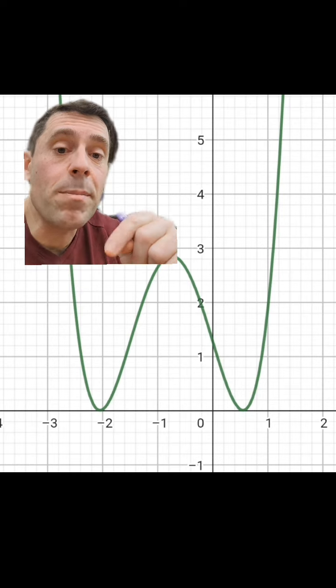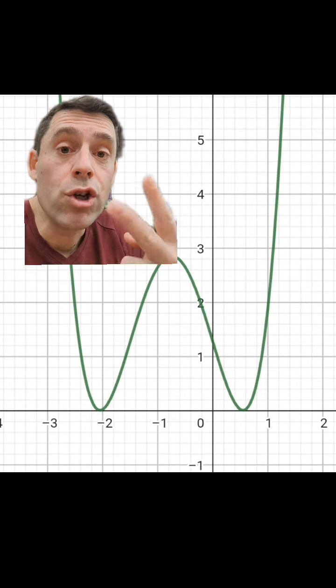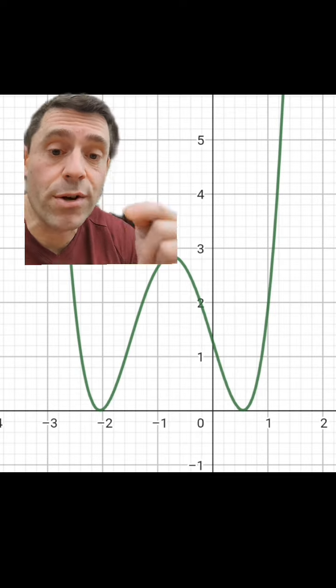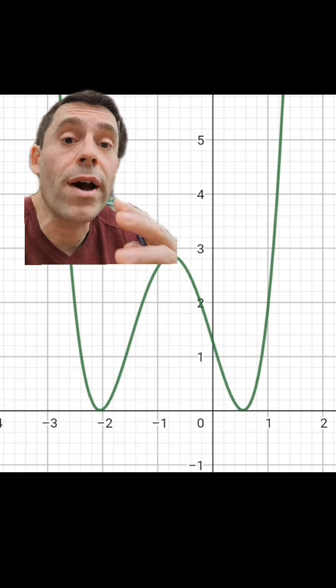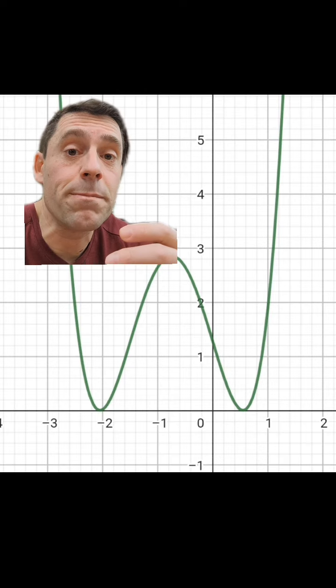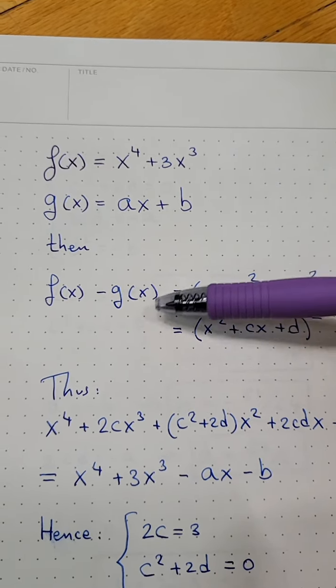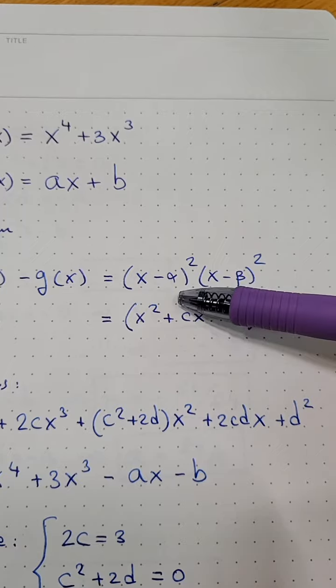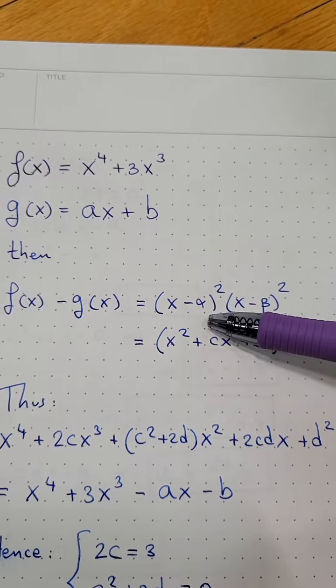And that's what happens, and this is a graph of that difference. You see that this function will have 2 zeros that are actually double zeros, and it looks like this. We're going to use that to our advantage to figure out what the equation of the line is. So here we go. This is the function f, this is the tangent line, and the difference has to have two different roots, alpha and beta, which are double roots.